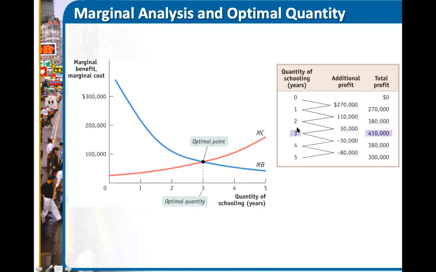In the chart right next to it, we see that 3 units or 3 years of education provides you the highest net benefit for those particular years spent, for a total net benefit or total profit of 410,000 when you include your marginal benefits and your costs together. After a certain point, like 4 or 5 years, you have less total benefits and it's no longer beneficial.